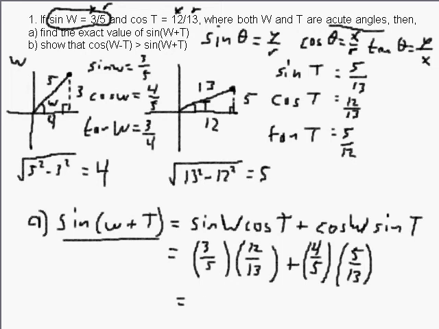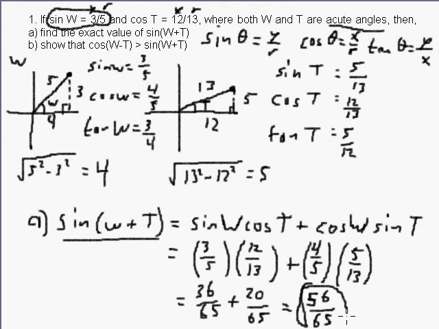Okay, so 36 over 65 plus 20 over 65 is equal to, whoa, almost said 40, 56 over 65. Now, if that can reduce, reduce it, but otherwise, that is your exact answer.